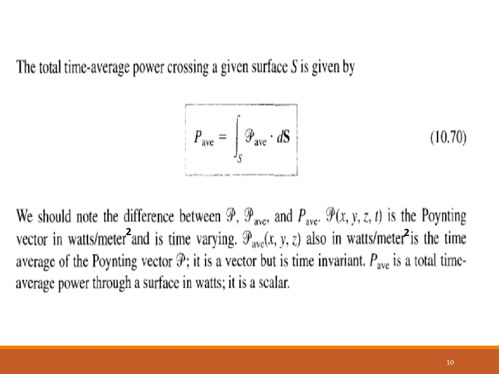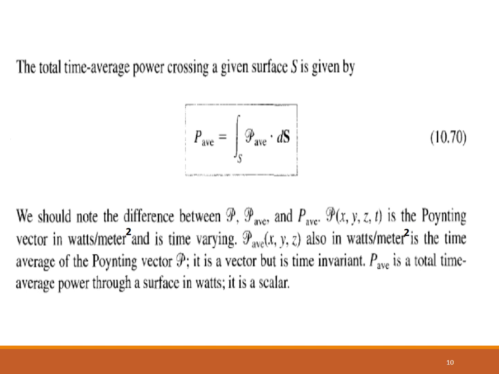And then finally, the P average, the total average power that we find using equation 10.70, gives you the magnitude of the power that is crossing a given surface. So it is a scalar quantity, and the unit of that total average power is watts. All these three forms, the instantaneous form, the time average instantaneous form, and the total time average power in watts, the scalar form, are important.